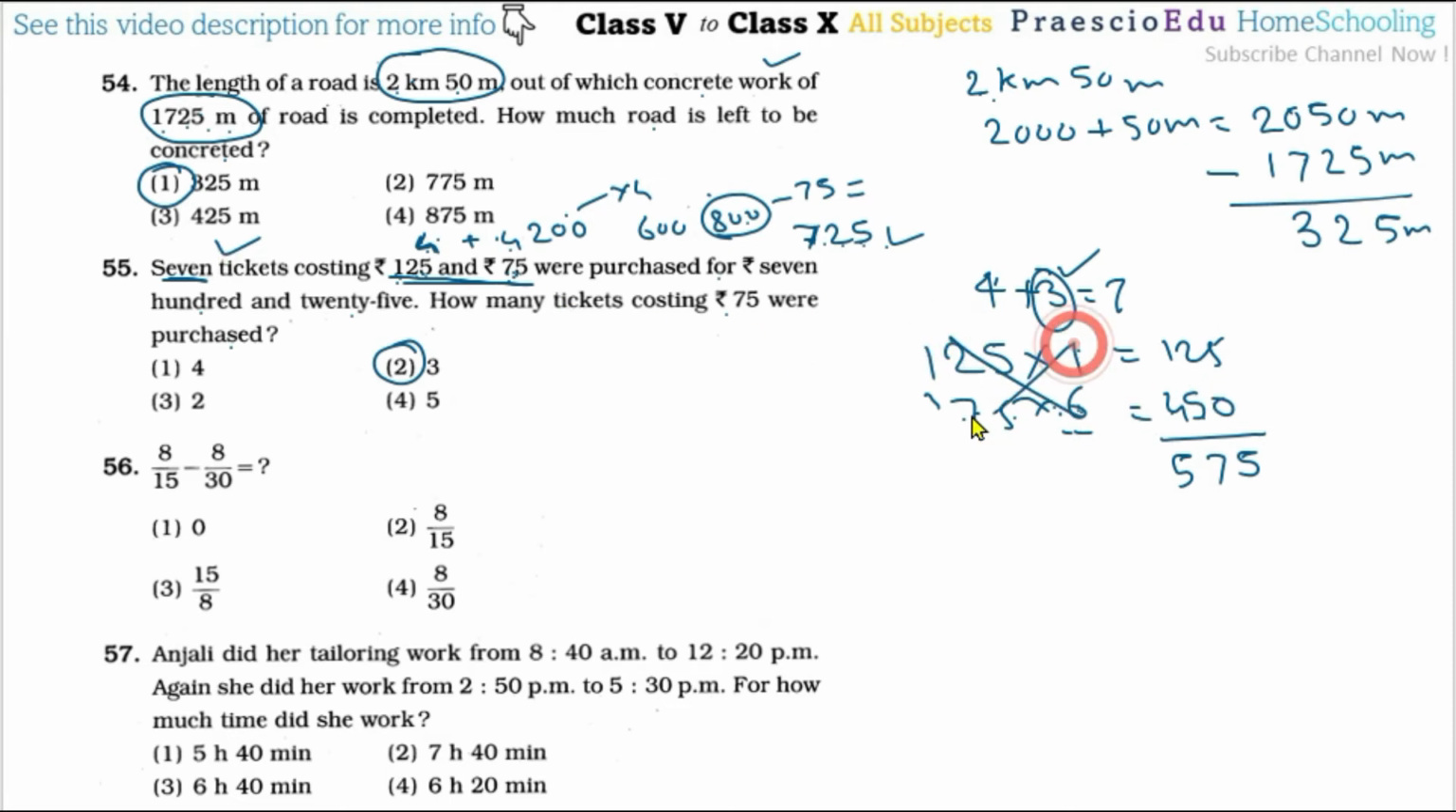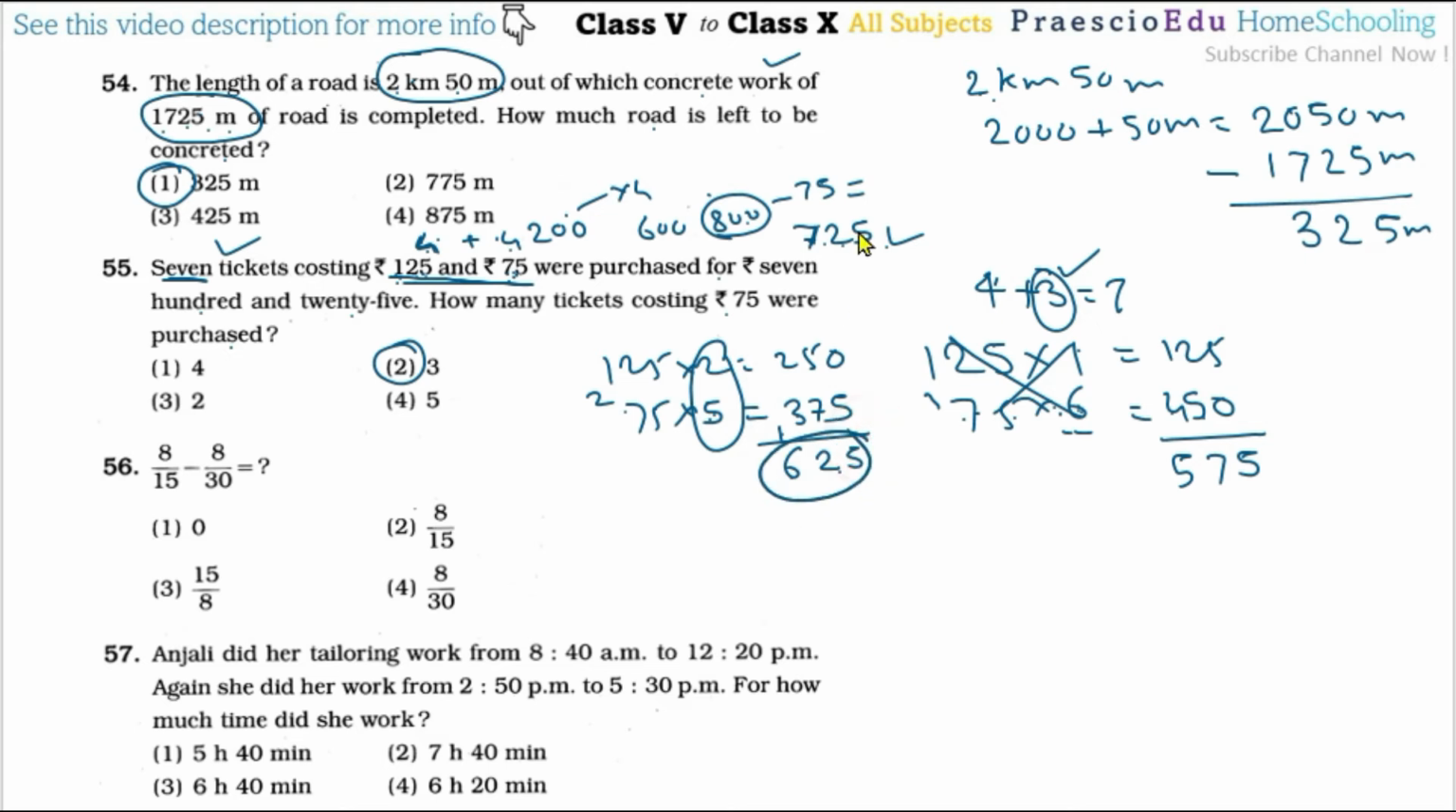So this is incorrect. Another way: 125, 2 tickets we consider, so that is 250, and then the remaining 5 tickets of rupees 75. So 5 5s are 25, 2 carried, 5 7s are 35 plus this 2, that is 37, and 5 is written. After adding, that is 625. Again this number of tickets is matching, but this amount is not matching, so it is a lengthy process.